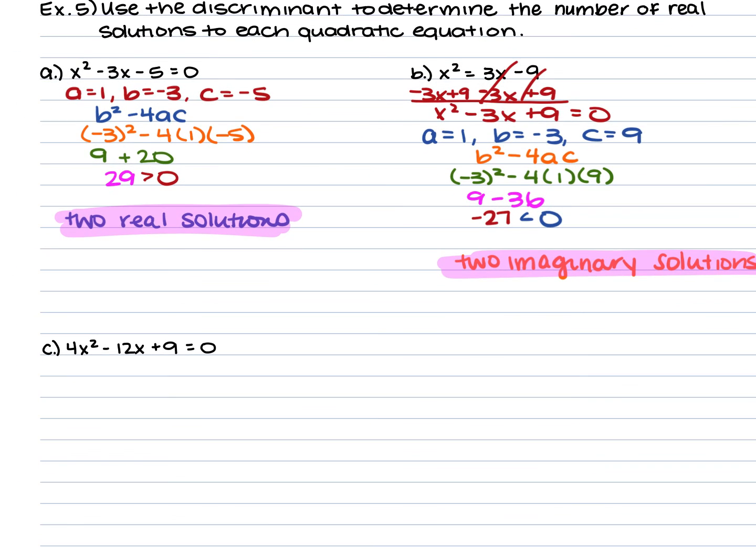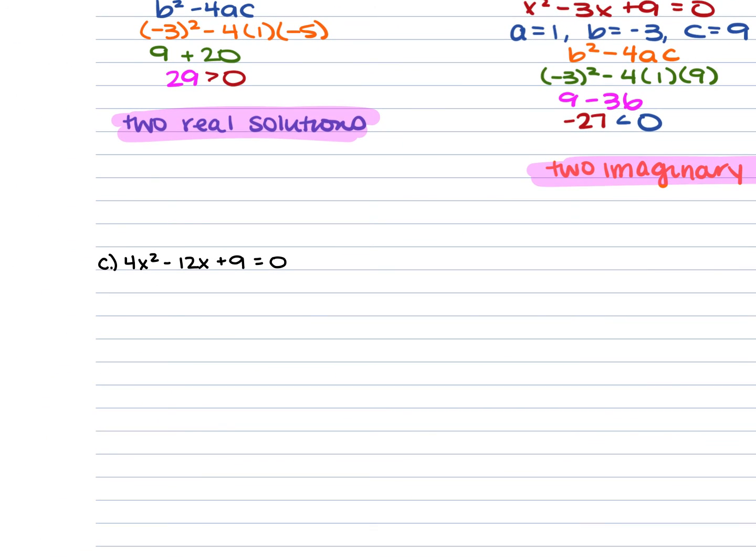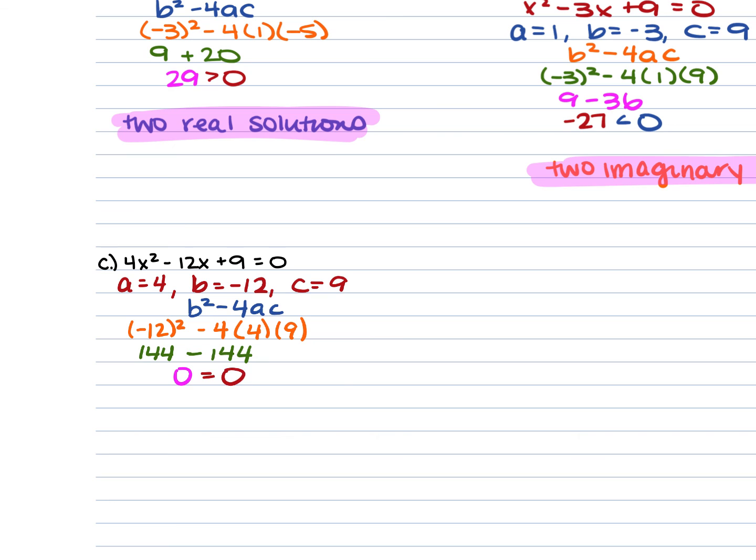For example C, we have 4x squared minus 12x plus 9 is equal to 0. All of our terms are on the same side. So our a is 4, b is negative 12, and c is 9. Use your discriminant, b squared minus 4 times a times c, and solve. So we're going to have negative 12 squared minus 4 times 4 times 9. Negative 12 squared is 144. Negative 4 times 4 times 9 is also negative 144. We combine these, we get 0. 0 is equal to 0, so we have one real solution.